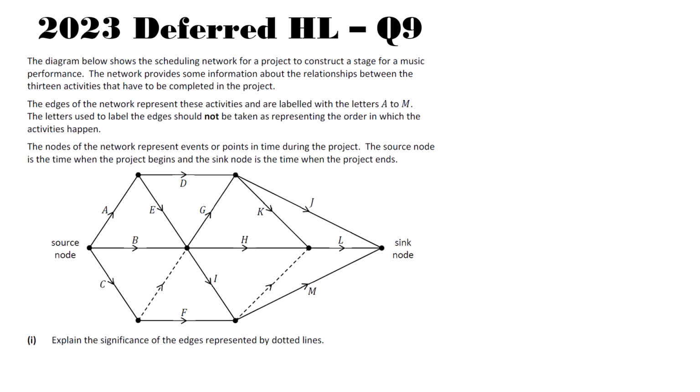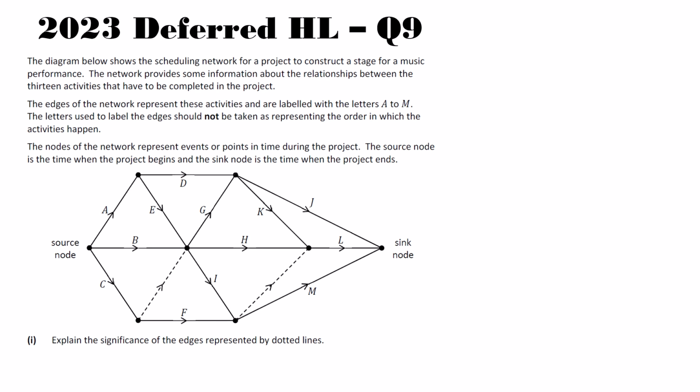This is question 9 from the 2023 Deferred Higher Level paper. The diagram below shows a scheduling network for a project to construct a stage for a music performance. The network provides some information about the relationships between the 13 activities that have to be completed in the project.